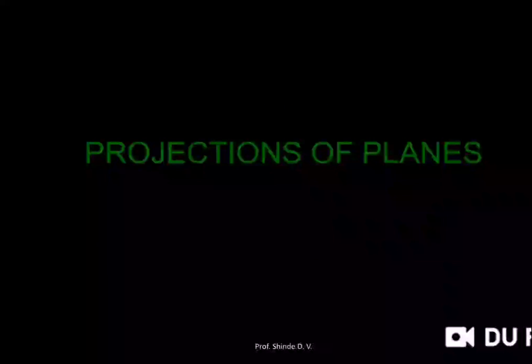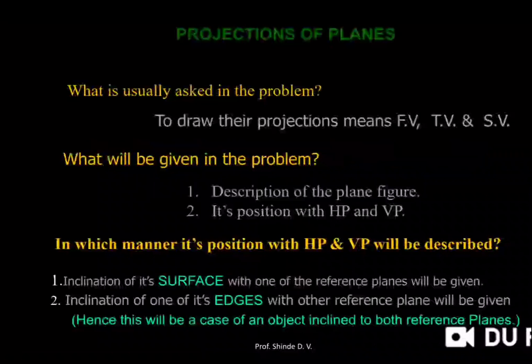Now, the projection of planes. As you know, a plane means a two-dimensional plate. We know plates such as rectangular plates, triangular plates, pentagonal plates, and circular plates. Now, what does projection of plane mean? What is usually asked in the problem? To draw their projection, you have to draw the front view, top view and side view.